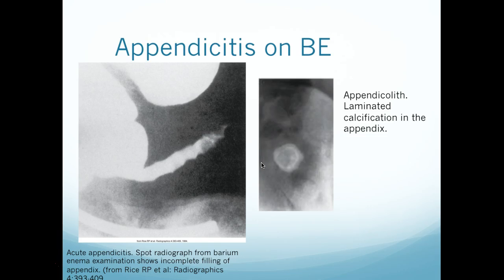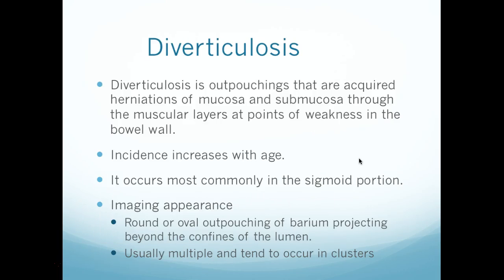So this is appendicitis that we see on BE, barium enema. You can see here the filling defects right here in the appendix. So we've got something going on in there. It's incomplete filling of the appendix. Here is an appendicolith. So if you see a stone on a KUB in the area that the appendix should be, it's probably an appendicolith. And anytime there's an appendicolith, it's positive for appendicitis. It's a given.